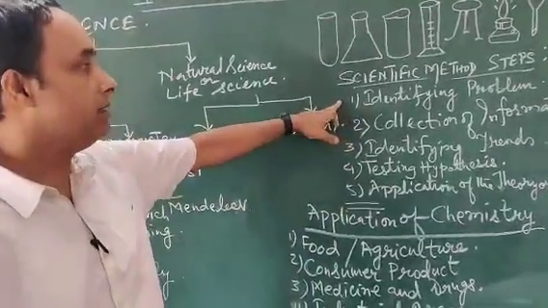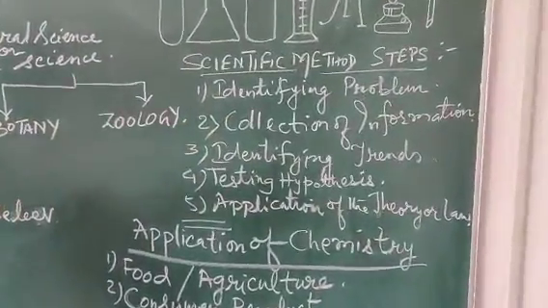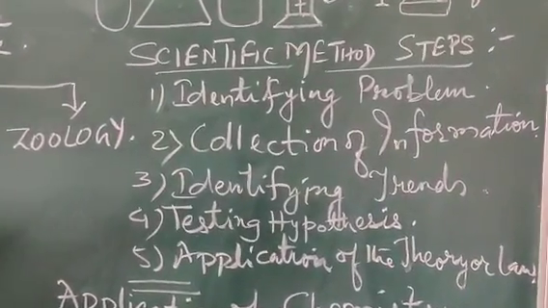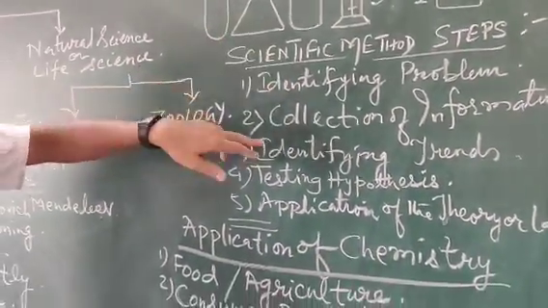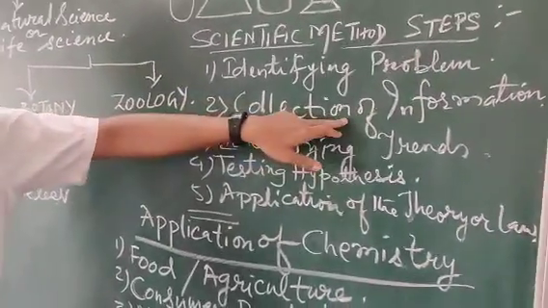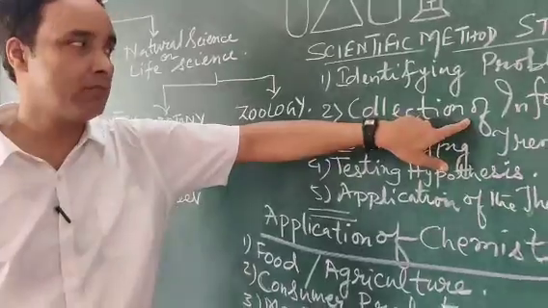First one, identifying the problem. It's very, very important to identify the typical type of problem. So first one is identifying the problem, then collection of all the information regarding that problem. Collection of information, second point.